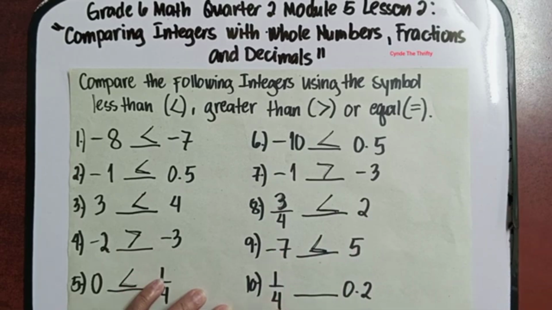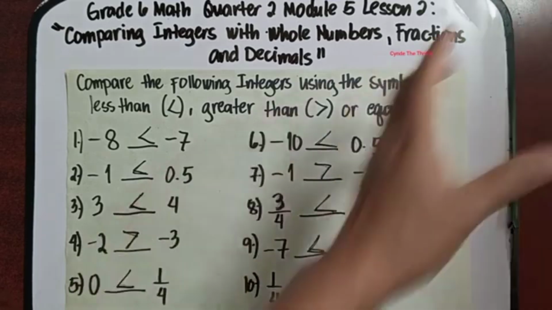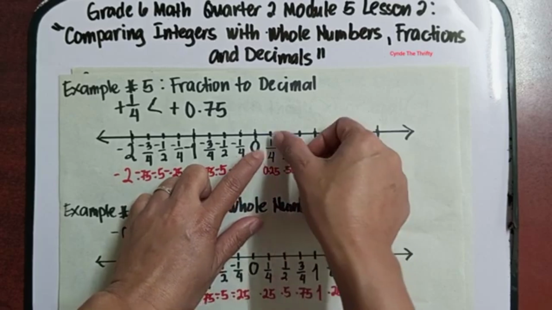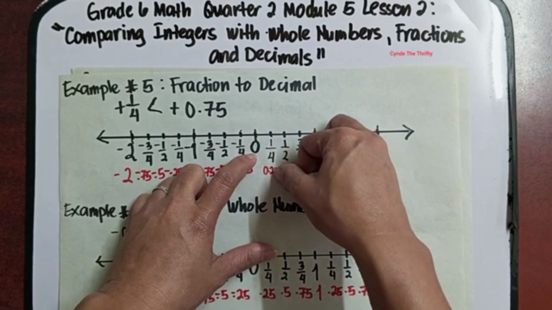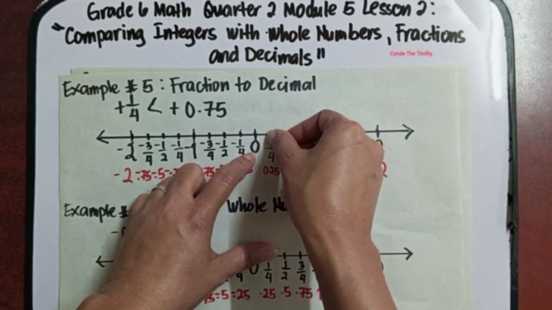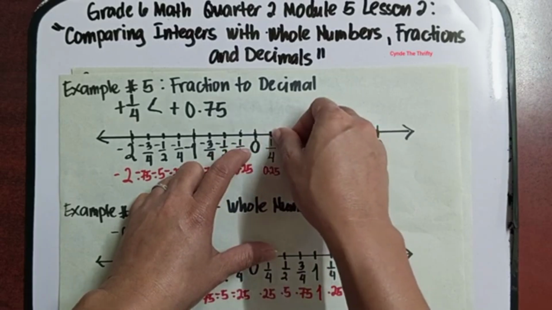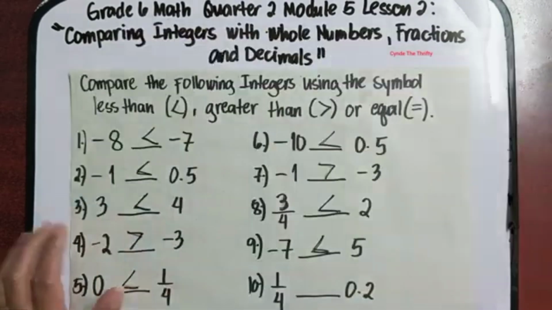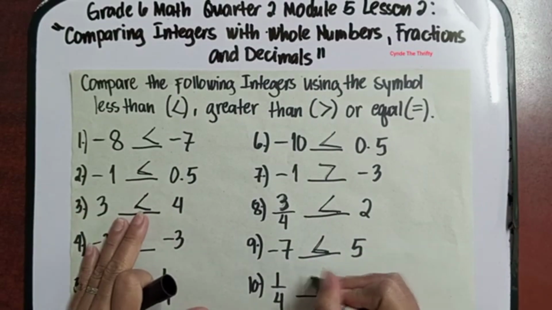And lastly, 1/4 to 0.2. Okay, let's look. 1/4 and 0.2. Where is 1/4 here? On the first line. And 1/4 is 0.25 when we line it up here, so 0.2 is here. Okay, so 0.2 is closer to 0, since 1/4 is already 0.25. So 0.2 is smaller than 1/4. What is our answer? 1/4 is greater than 0.2. Okay, 1/4 is greater than 0.2.